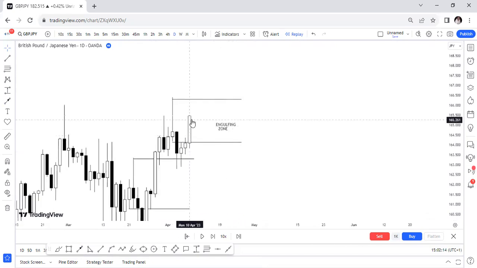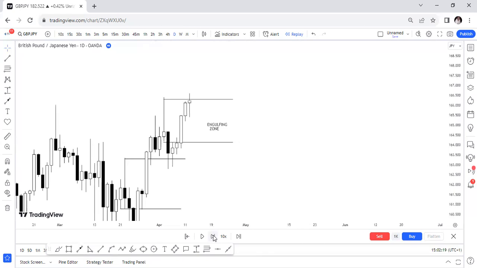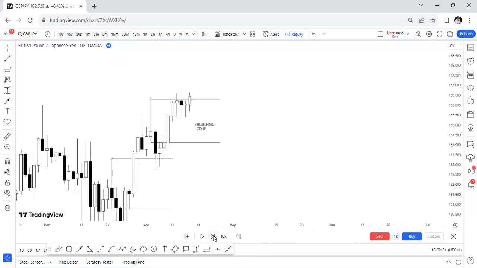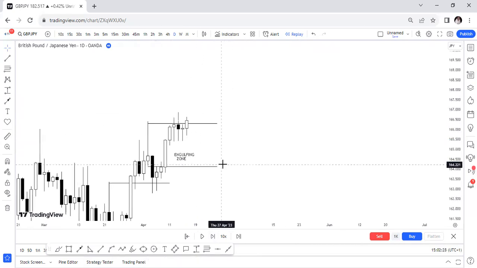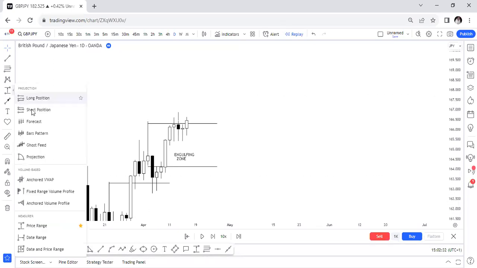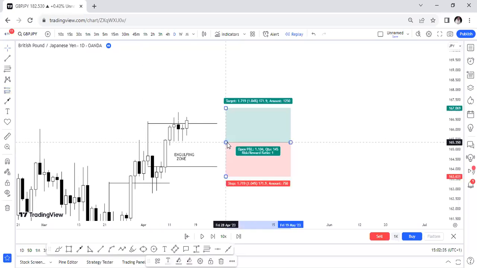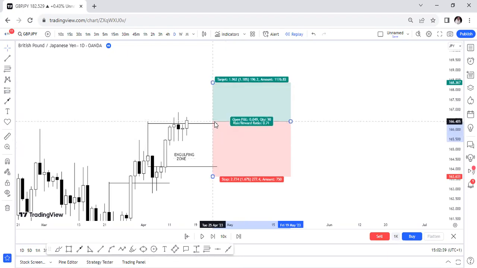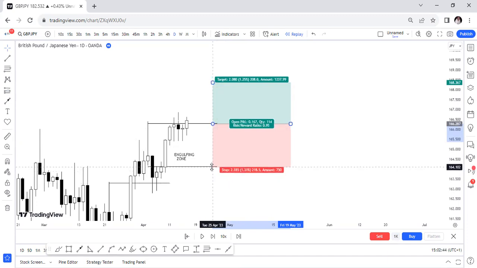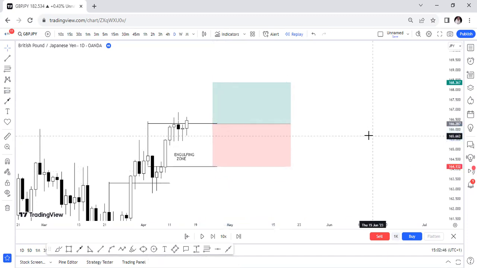So we want to see a breakout of price moving higher, breaking through it with this body. It broke through. So we want to see a pullback into this zone. So we put our long, and that will be your entry price.